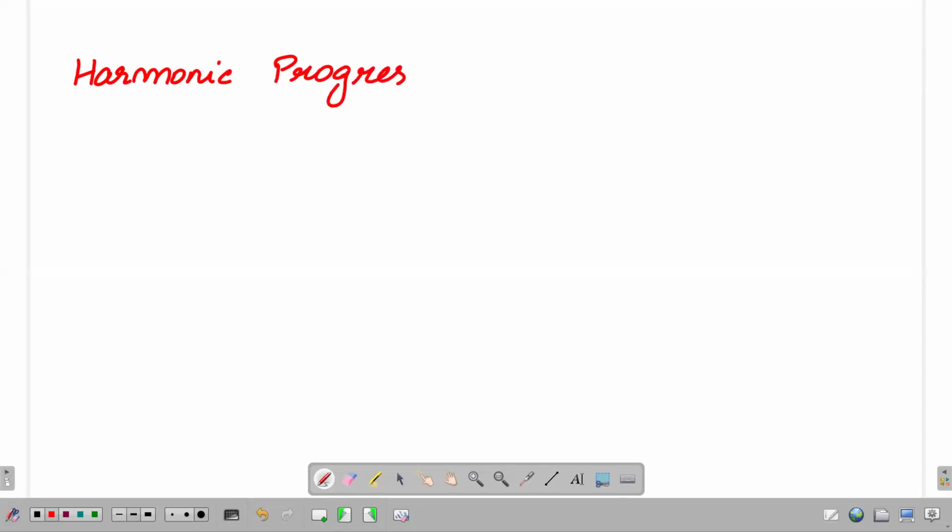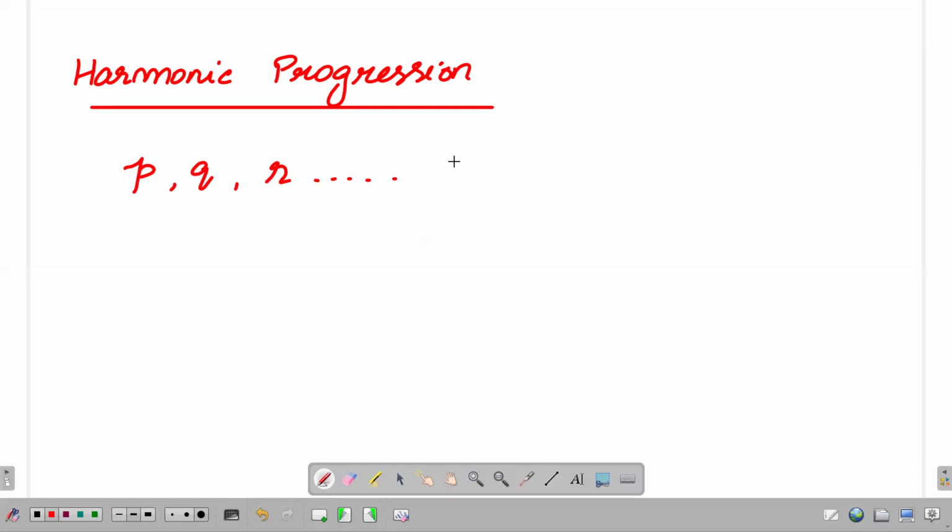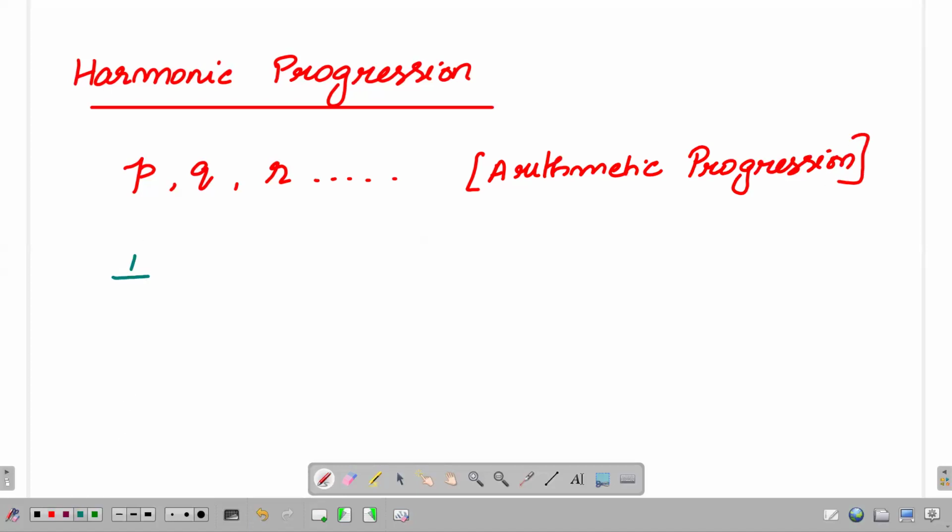Now, if I am considering that P, Q, R, etc. are in arithmetic progression, I'm claiming that they are in arithmetic progression, then it means that 1 by P, 1 by Q, 1 by R, etc. follow something called harmonic progression.